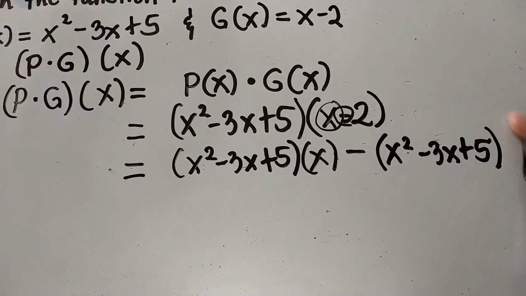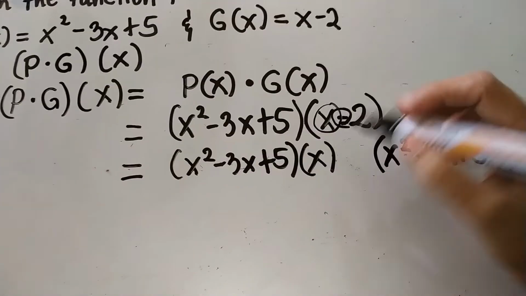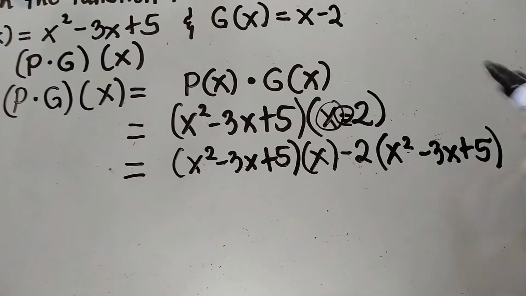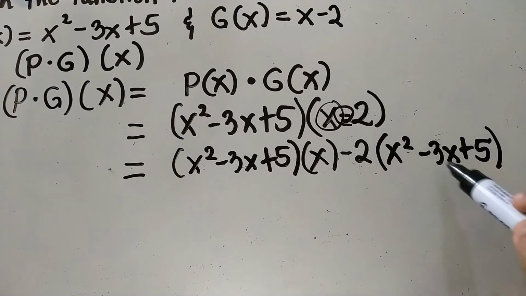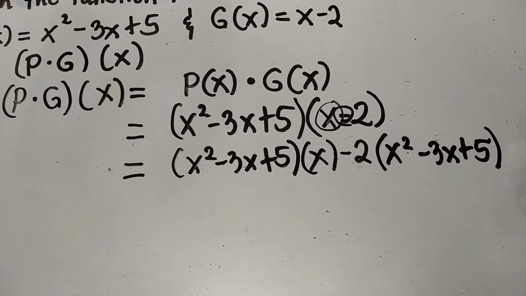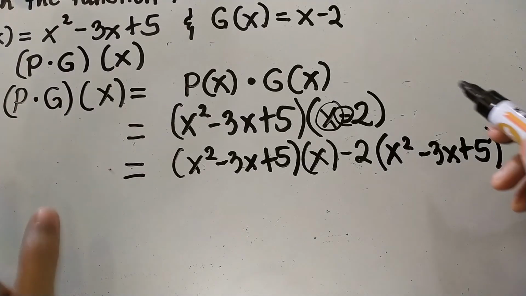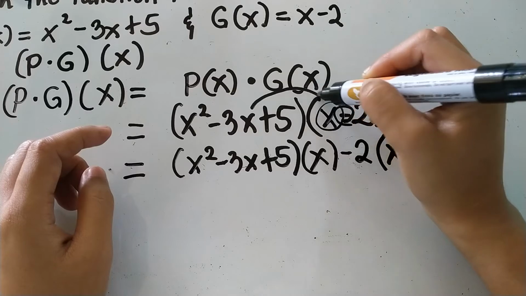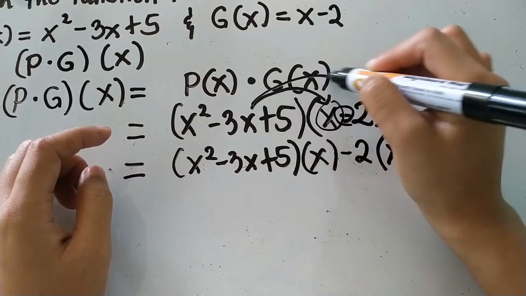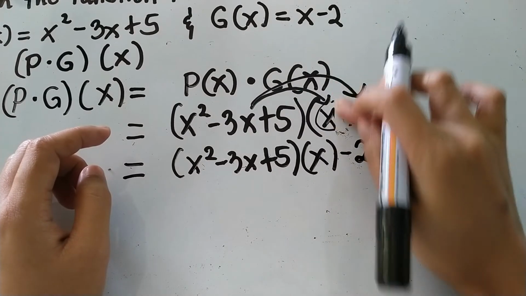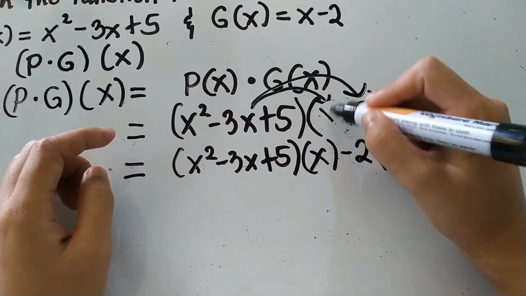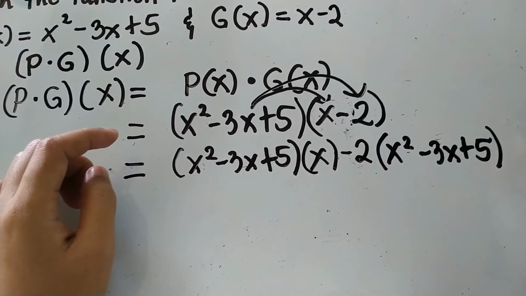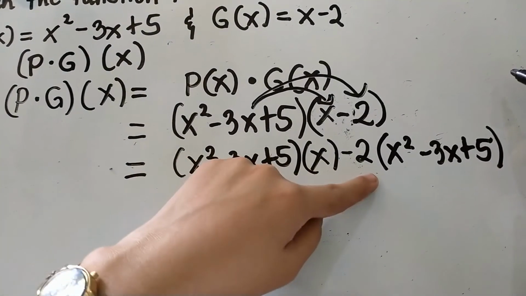Ayan. Negative 2x squared minus 3x. Negative 2 times x squared minus 3x plus 5. Okay, ano ang nangyari? Simply, i-multiply lang natin ang x squared minus 3x plus 5 sa dalawang terms na ito, x minus 2. Minultiply lang siya dito sa dalawang terms. Ito si x, ito si 2.